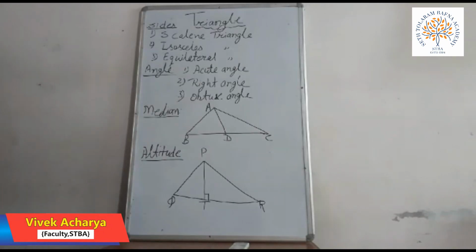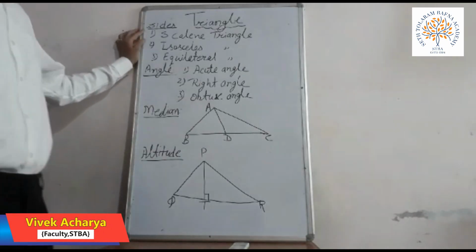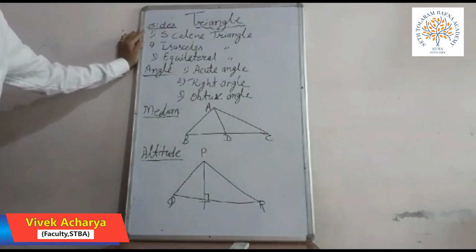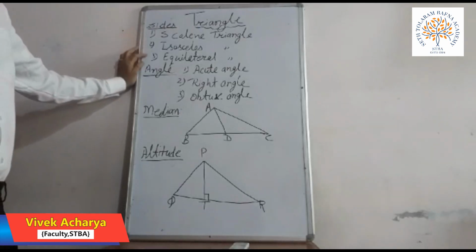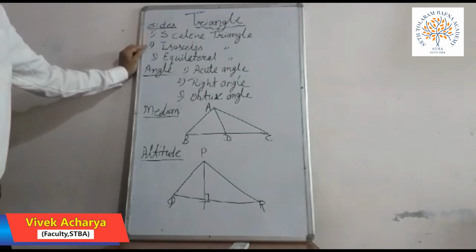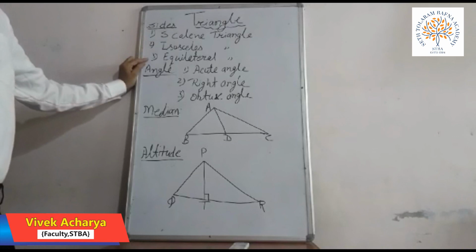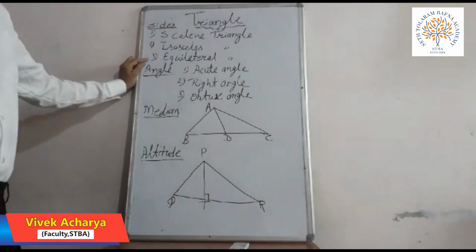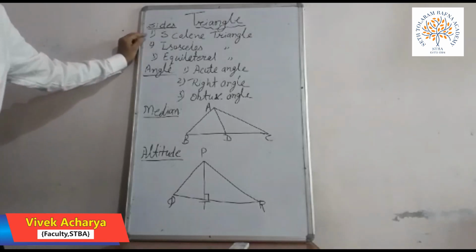Children, according to the sides, we can divide triangle in three types. It is scalene triangle, isosceles triangle, and equilateral triangle. Just recall this one. Scalene triangle.